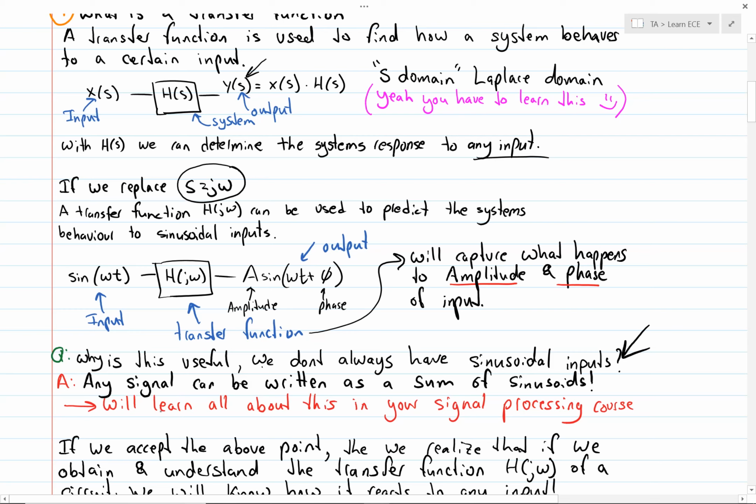The answer is that any signal can be written as a sum of sinusoids. Okay, so you'll learn that in your signal processing course, but for now, take my word for it that you can write any signal as a sum of sinusoids. So then it comes down to, now we make things a little bit simpler. We have a sinusoid input at a specific frequency. It goes through our transfer function h of j omega, and at the output, what you always get is another sinusoid at the same frequency, but with some amplitude modification and some phase modification, as I'm showing here. So what the transfer function will capture is what happens to the amplitude and phase of the input.